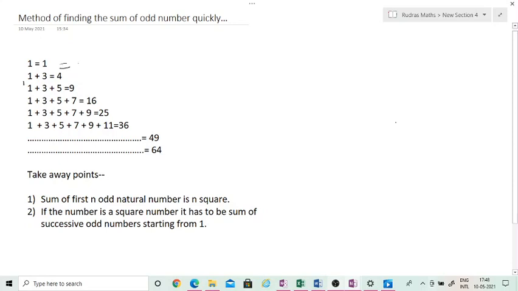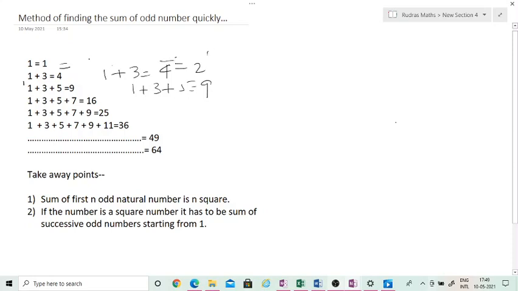So here we have seen that 1 is equal to 1, 1 plus 3 is equal to 4, 1 plus 3 plus 5 is equal to 9. What I am trying to say is we are adding successive odd numbers. If we go further, we'll see 16, 25, 36, 49, 64. I would like all of you to focus on one point over here.